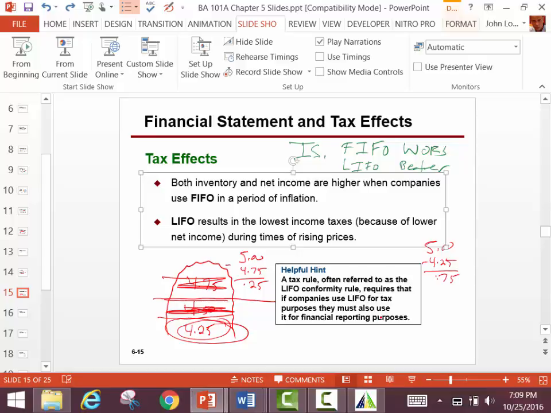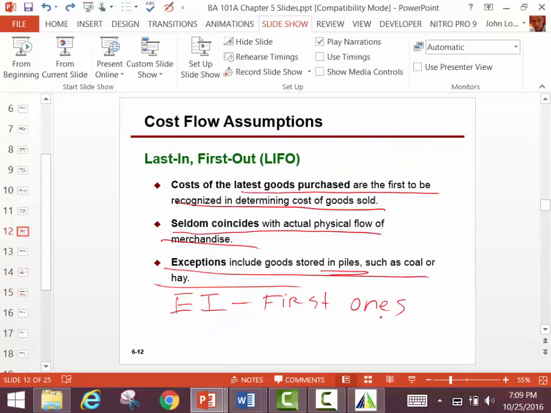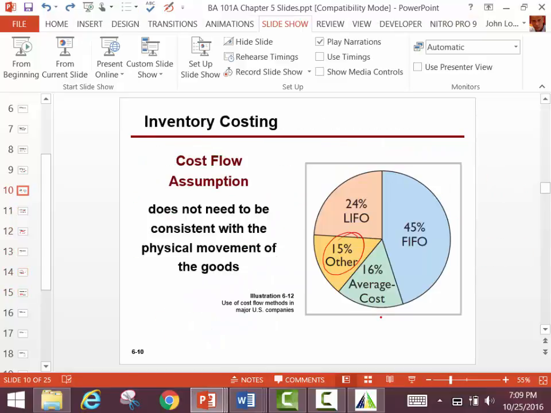right? So the question becomes, going back to that little pie chart, why would some 24% of the companies, whenever they took this survey, and I'm not vouching for this survey, who knows? They say major companies, whatever. I'm sure this was probably peer reviewed. Safeway took the survey. Why would 24% of these companies choose LIFO if it's harder?